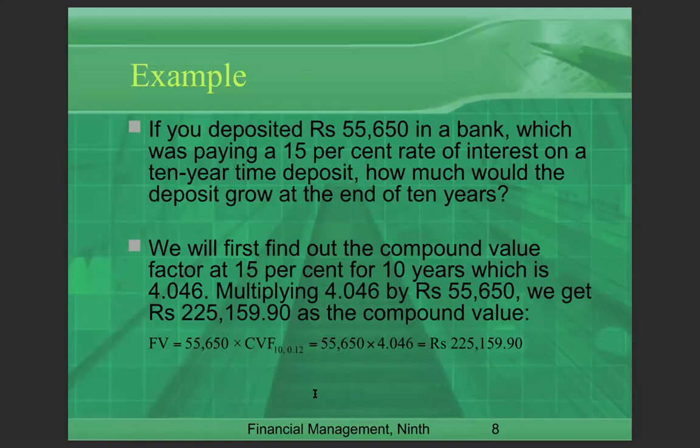Let's say you deposit 55,650 in a bank, and the rate of interest is 15%, means 0.15, and N is 10 years. How much would the deposit grow to at the end of 10 years? N is 10, I is 0.15, and P is 55,650. If you're keeping just this amount, after 10 years, how much would that grow into?